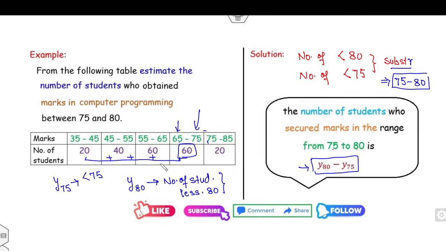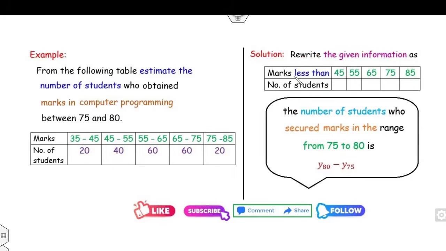So that means I need to first find the number of students whose marks are less than 45, 55, 65, 75, 85. How many students have marks less than 45? 20. How many students have marks less than 55? That is the cumulative, 60. How many students have marks less than 65? It's 120, and so on. Fine. So can you say how you can find y of 80 minus y of 75?